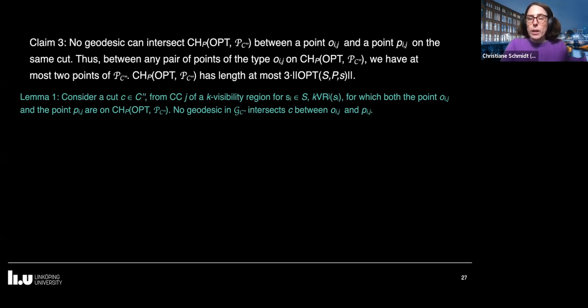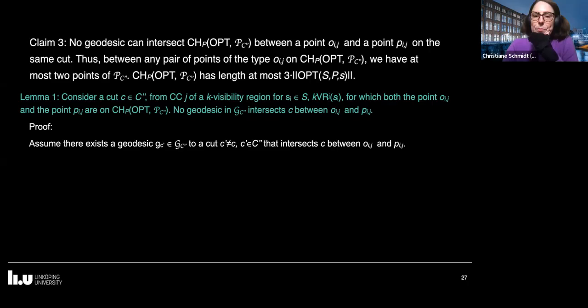So let's say we have a cut after filtering out, that's from connected component J of the K visibility region for the point Si. And now we have between Oj and the point Pij, both are on the convex hull. And now we want to say that no geodesic intersects between those two. So why is that true?